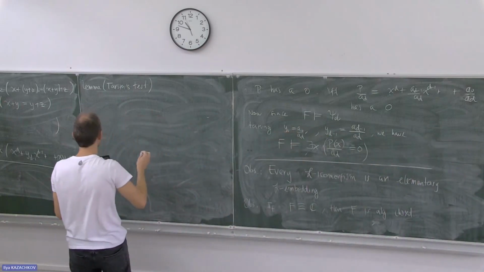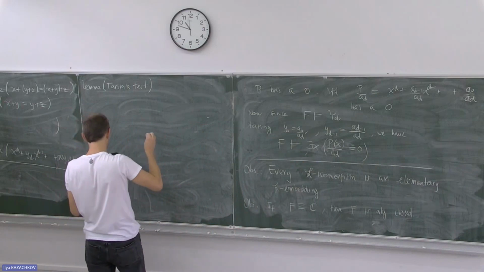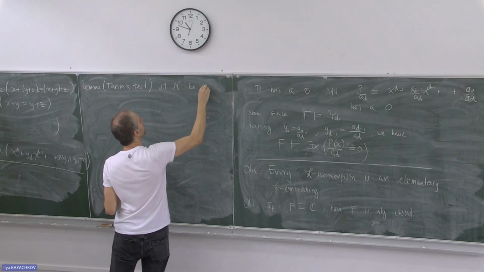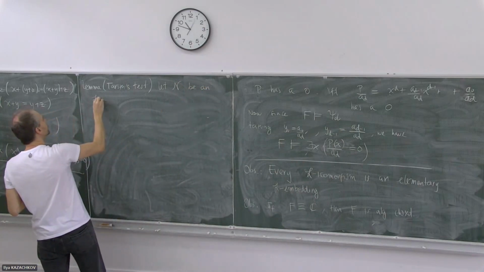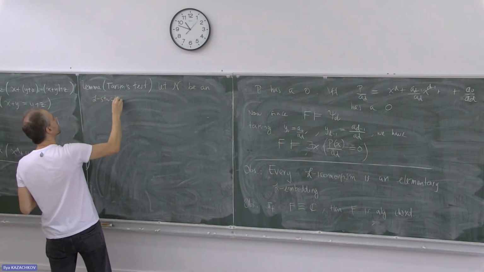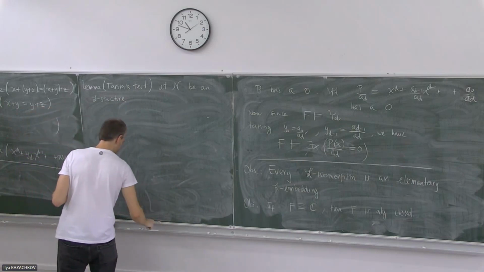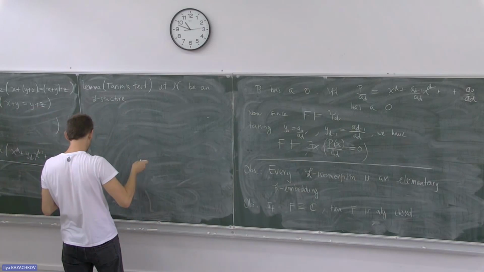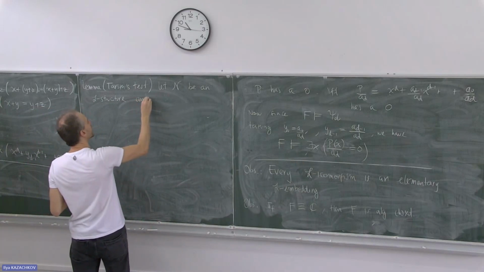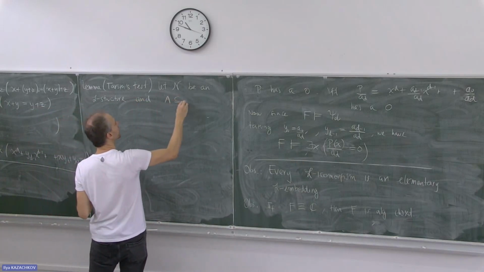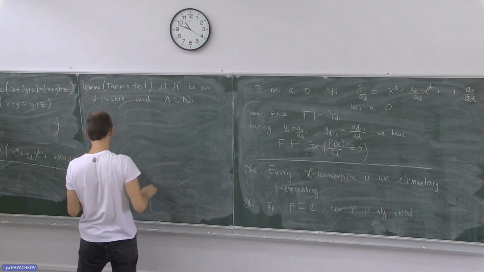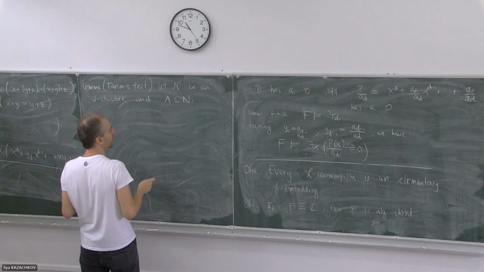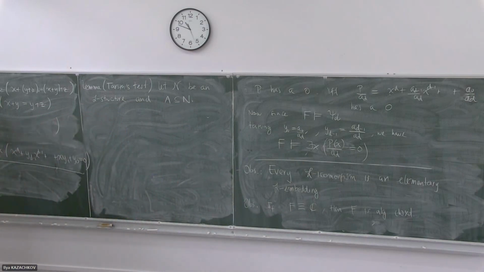Right. It says a little bit more. It's an interesting one. So let N be an L structure, and take A to be a subset of N. Okay, for the moment, this is just one subset.